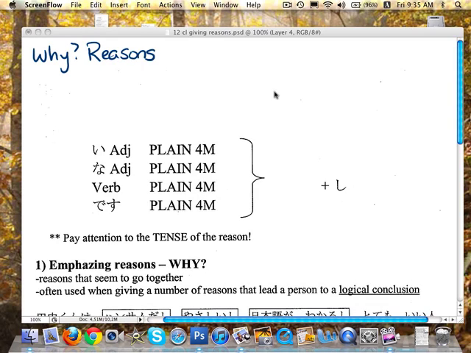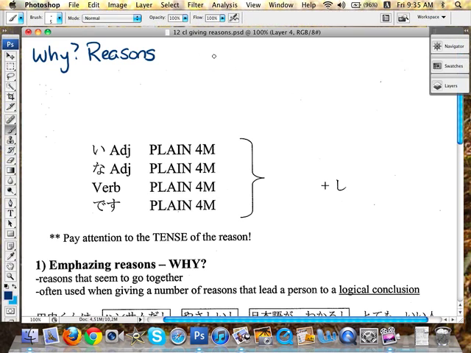We've looked at a lot of different ways to give reasons. We've looked at that since grade 10, and the ways we've looked at reasons have been, for example, using kara or node, or even in grade 10, the world famous ni, meaning "I'm going to a place to do something." Well, there's another way to give reasons in Japanese, and it's used for very specific purposes.